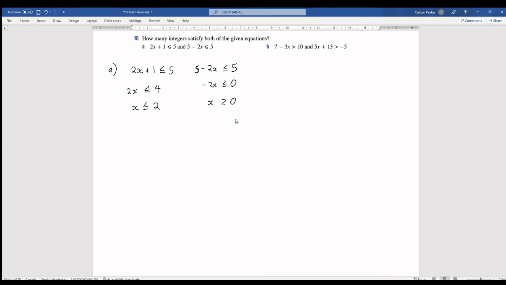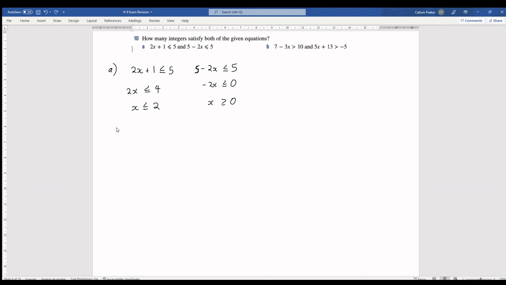Right, so I've gone ahead and I've solved these, and now we have two very simple inequalities. We've got x is less than or equal to 2, and we've got x is greater than or equal to 0. And what I can do in order to solve the problem is combine both of these, because I know how large x can be. This is the largest x can ever be. And I also know how small x can be. This is the smallest x can ever be.